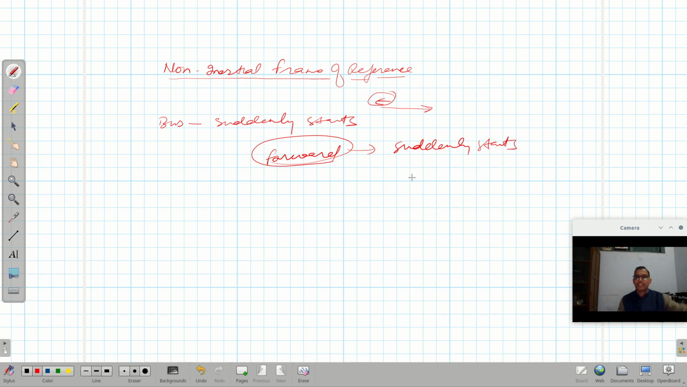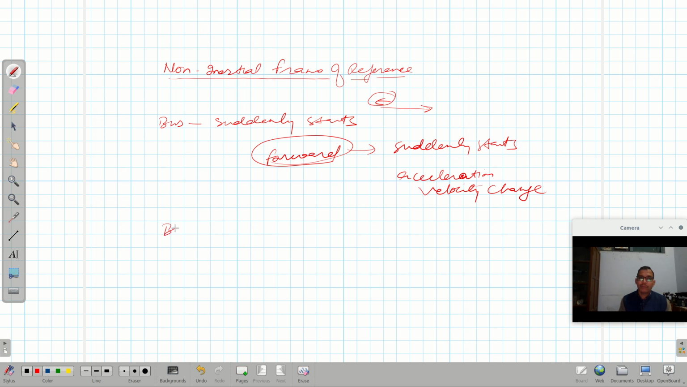It means there is an acceleration, or we can say that the velocity changes. So when suddenly the velocity changes, we feel a backward force on our body and we fall backward. And similarly, for a moving bus, there is another case.